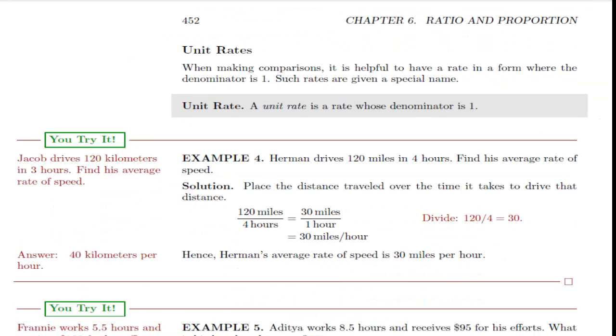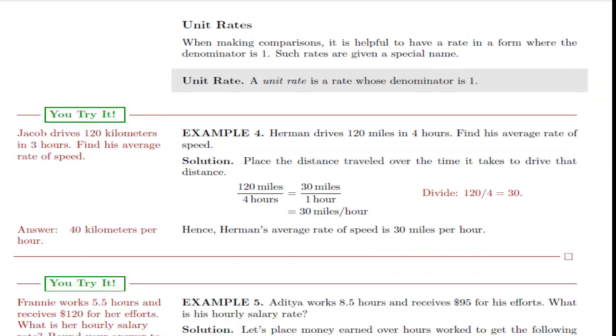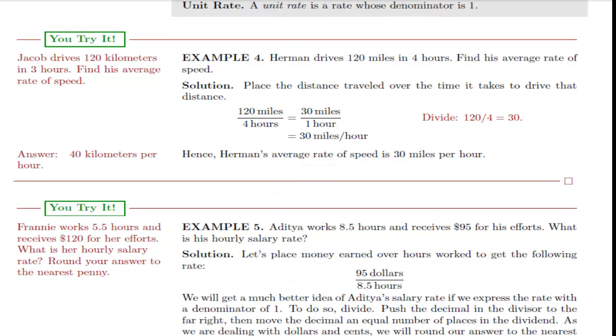Unit rates. When making comparisons, it is helpful to have a rate in a form where the denominator is 1. Such rates are given a special name. A unit rate is a rate whose denominator is 1. Example 4. Herman drives 120 miles in 4 hours. Find his average rate of speed.